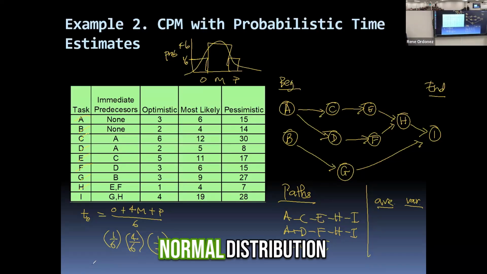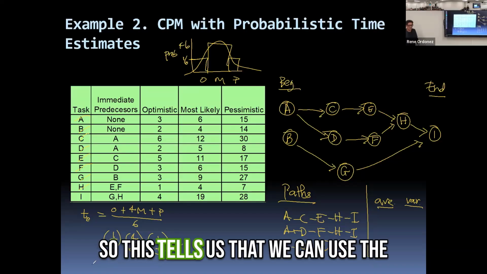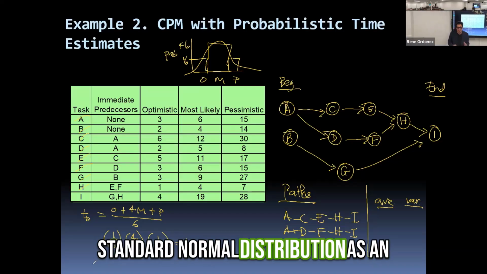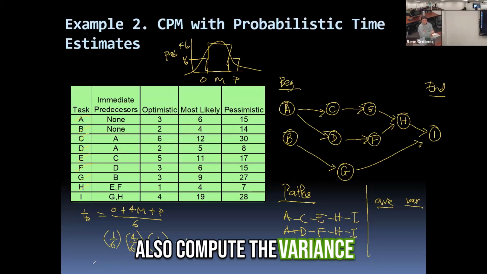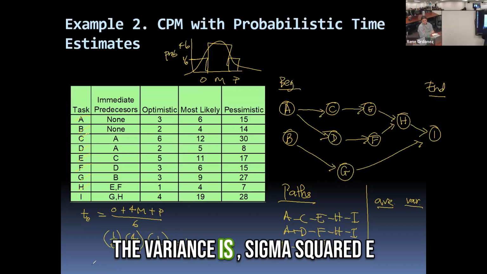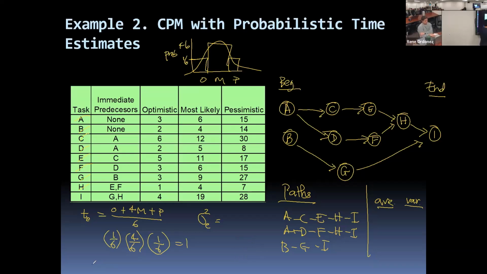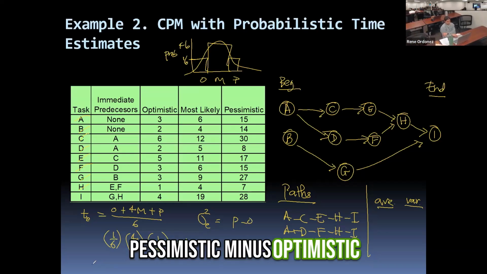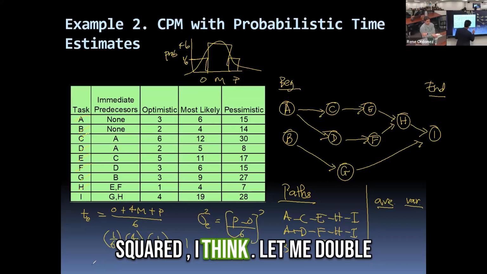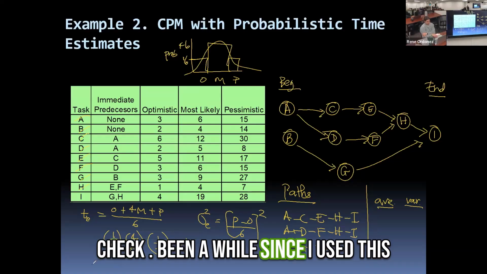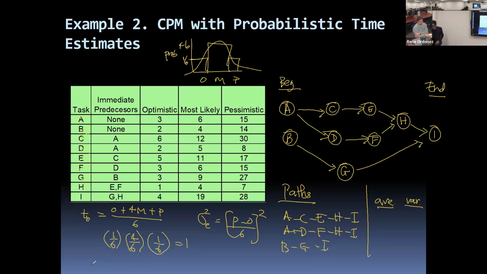So that kind of resembles a rough normal distribution. This tells us that we can use the standard normal distribution as an approximation, where we will also compute the variance. The variance is sigma squared E. What is it now? Pessimistic minus optimistic, divided by 6, squared, I think. Let me double check. It's been a while since I used this formula.